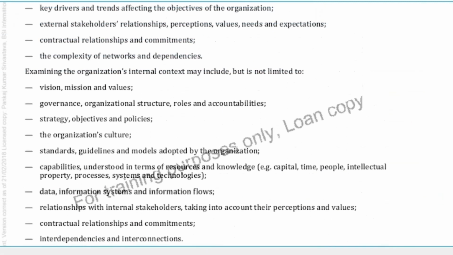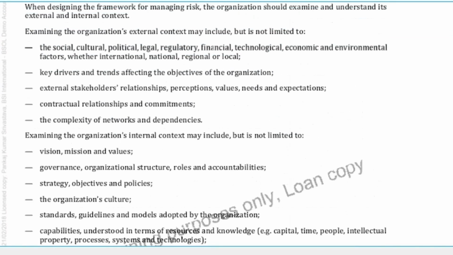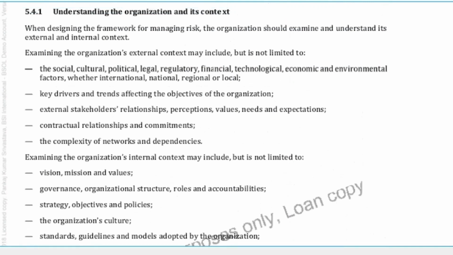Now, the first thing is, as per clause 5.4.1, as part of design. When you design a framework customized to the purpose of your organization, when you design a framework for managing risk, you need to examine and understand its external and internal context. What's the meaning of external context? External context means the external issues that may impact you from achieving your purpose, your intended outcome, or the strategic objectives of your organization.